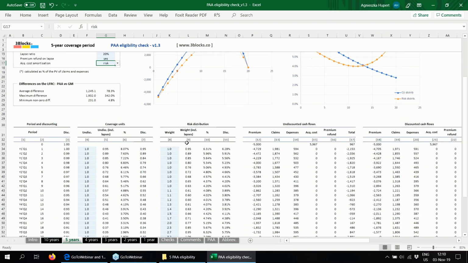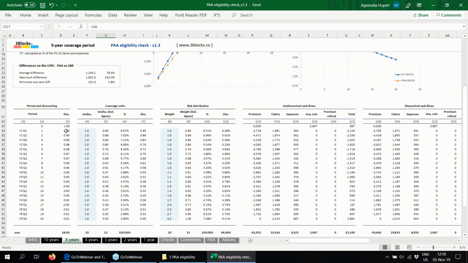I'll start with this example. Let's go through the columns, but briefly. There are 5 years of projection. That projection step is a quarter. First, you need to define your coverage units. For instance, if you decide that the sum insured is a coverage unit for the CSM release, you need to put in here the pattern. So I have 1, which means that there is a fixed sum insured throughout the 5 years of projection.